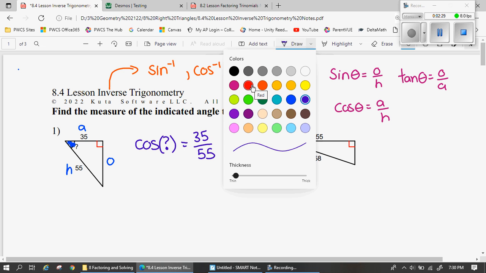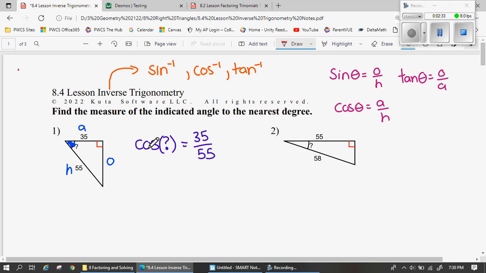And so I can't put cosine of question mark into the calculator, but I can use my new inverse functions to solve for question mark. So I want to cancel out cosine. Much like if we had a scenario like this, if we wanted to solve for x, we would do the opposite of multiplying by 2, and we would divide by 2 on both sides, and we would do it to both sides.